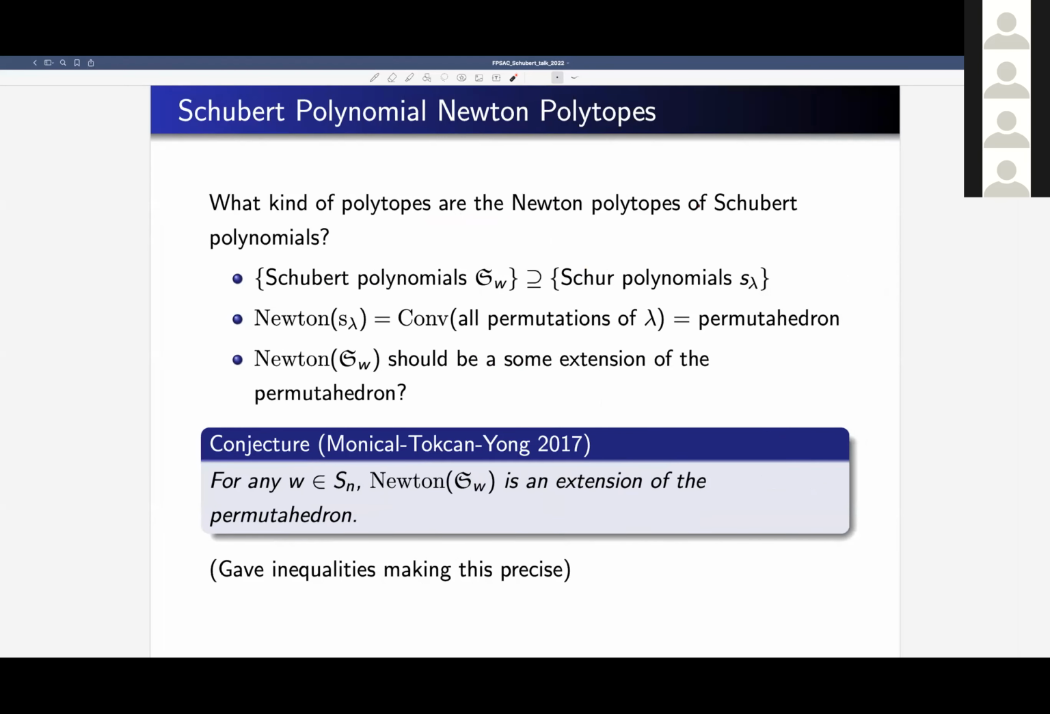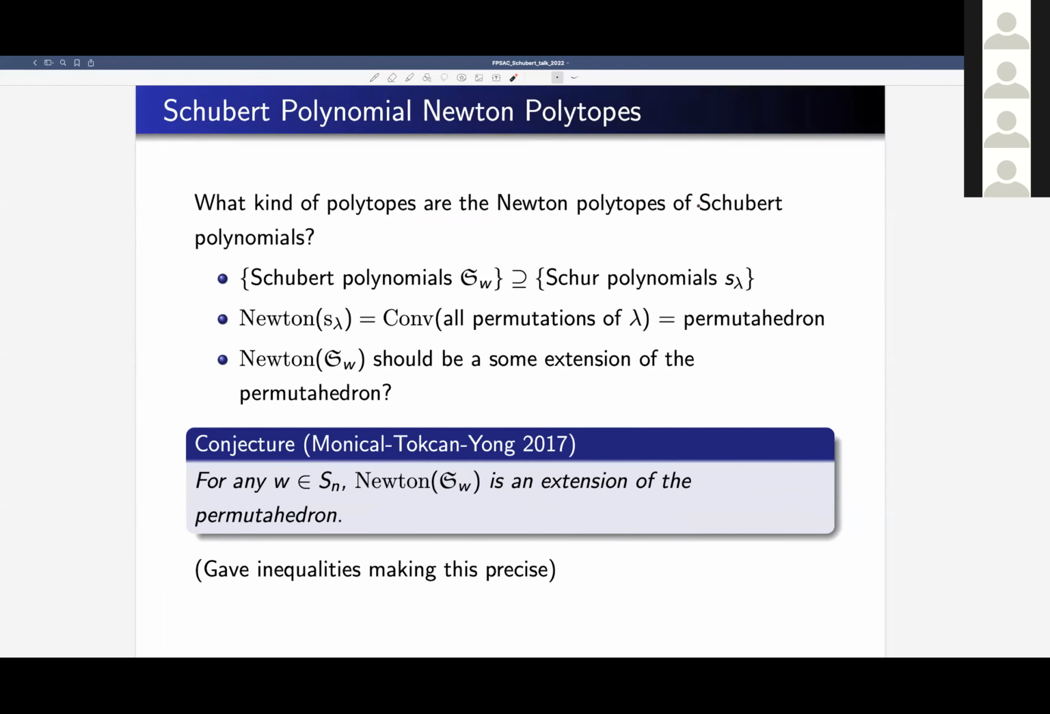And so a natural conjecture by Monical, Tokcan, and Yong in their 2017 paper, where they introduced this notion of saturated Newton polytopes, was that the Newton polytope is some sort of extension of the permutahedron, and they gave inequalities actually precisely describing what they conjectured was the Newton polytope.